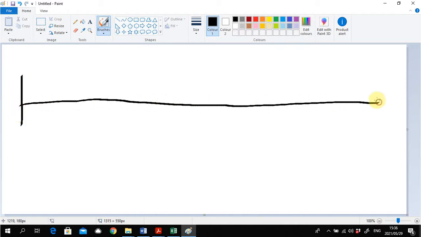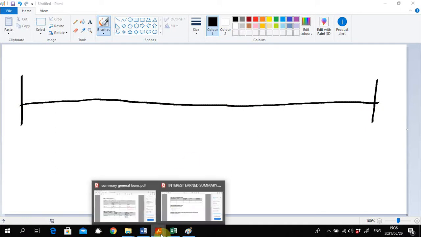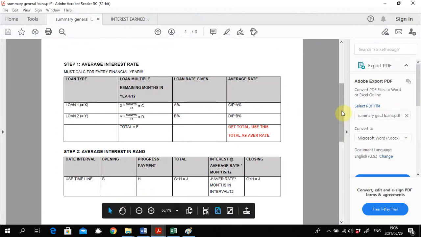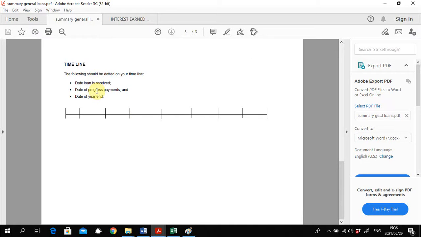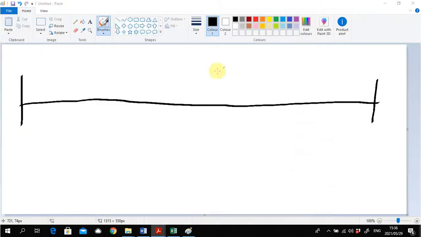And suppose this is now our timeline. So you will remember that I said on the timeline there are 3 things that we need to indicate. We need to indicate the date that the loan is received, the date of progress payments, and then the date of year end. If I look at the first date, which will be the date on which we receive the loans, that would be the 31st of March, and that is 2015, I believe.